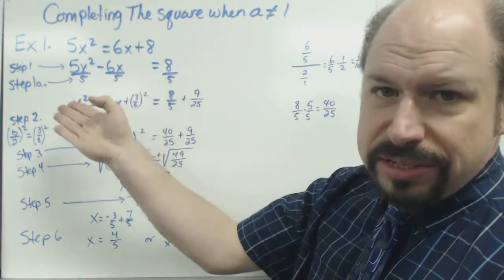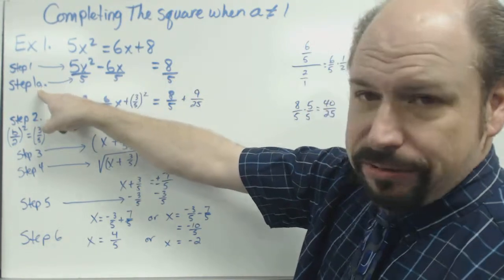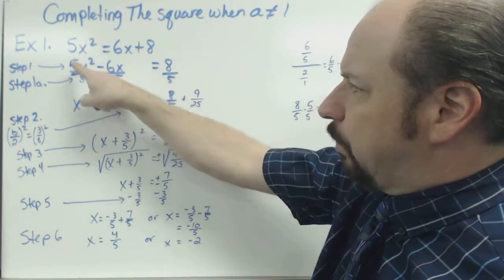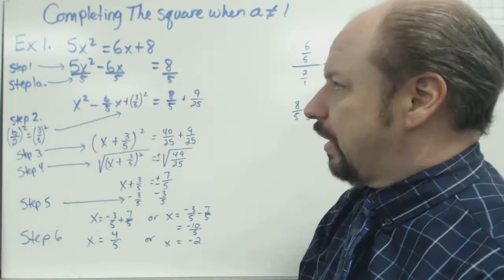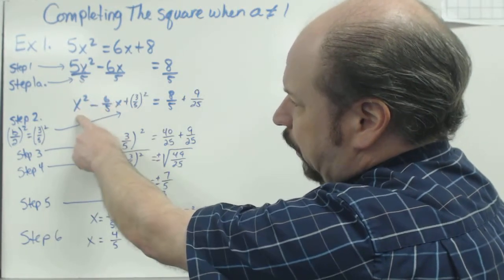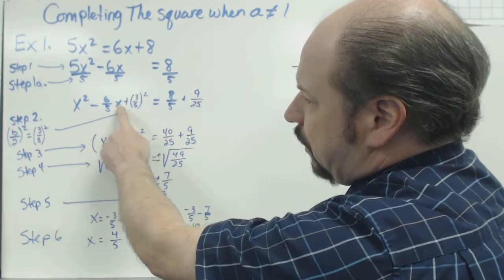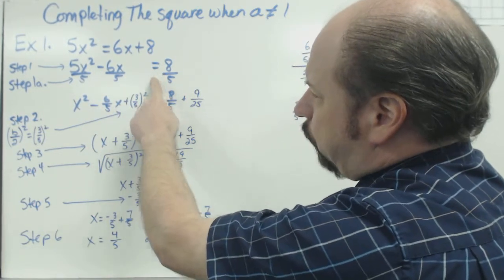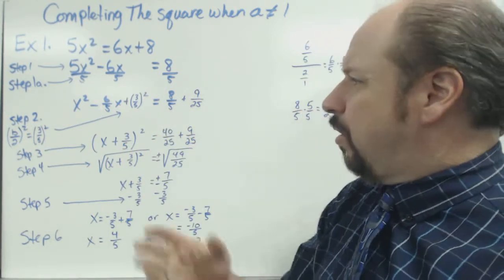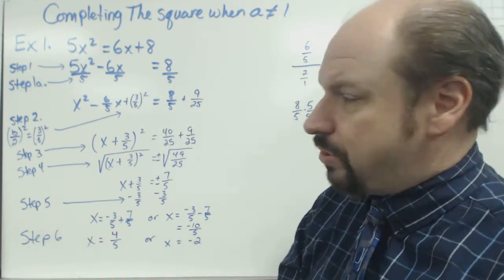Okay, and so that's that extra step where we get rid of the a value. We're just going to divide everything through by 5 to get rid of that 5 in front of the x squared. So when we divide here by 5, we get x squared. Dividing here by 5, we get negative 6/5 x. And when we divide here by 5, we get 8/5. Okay, so now it's not quite as nice to work with because we have this fraction to deal with.